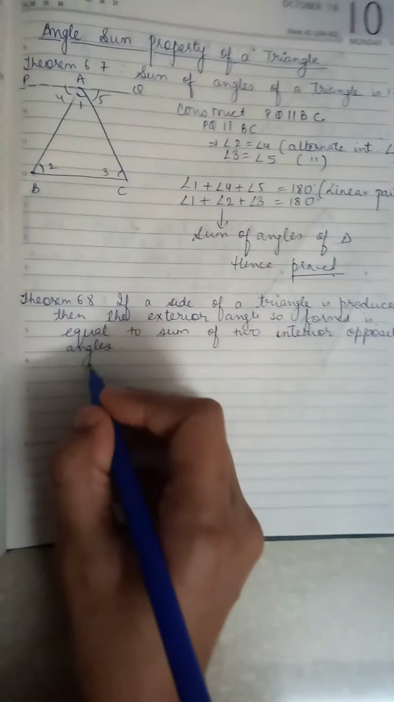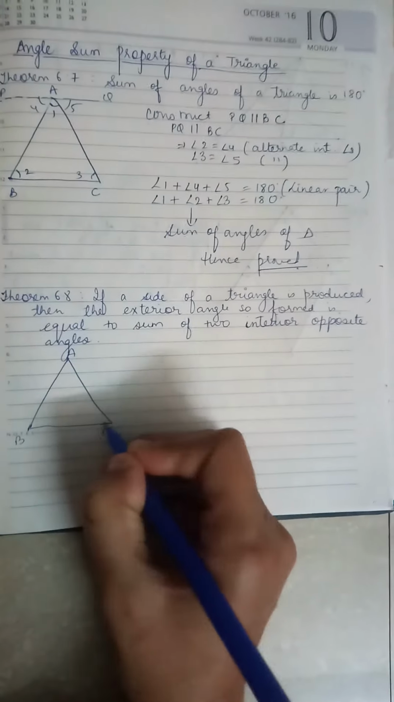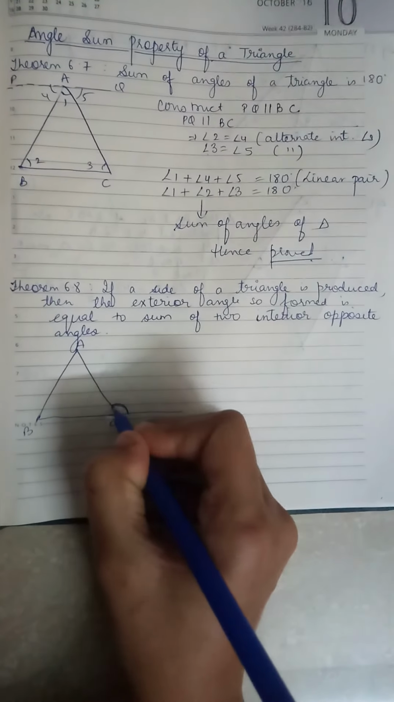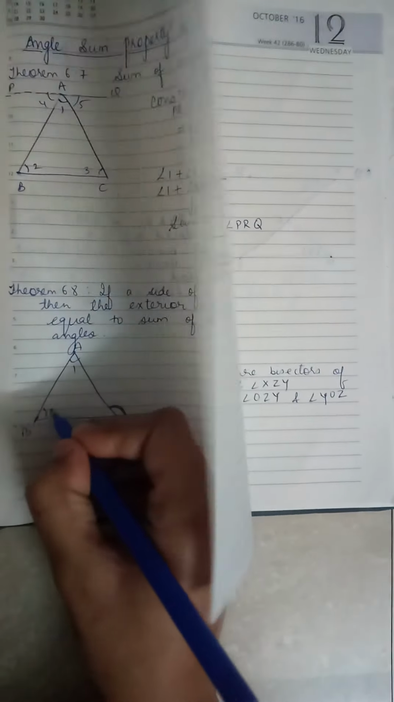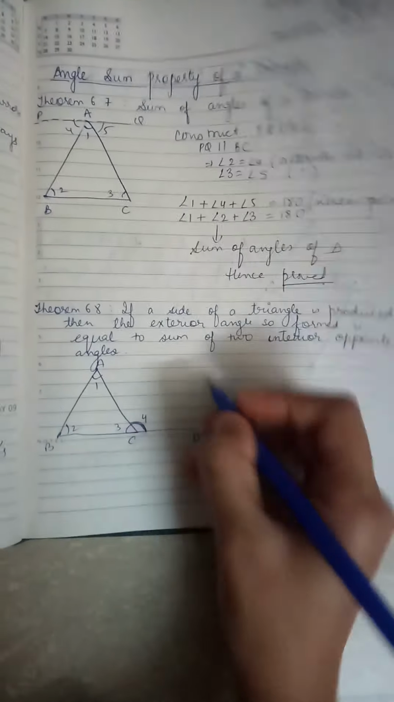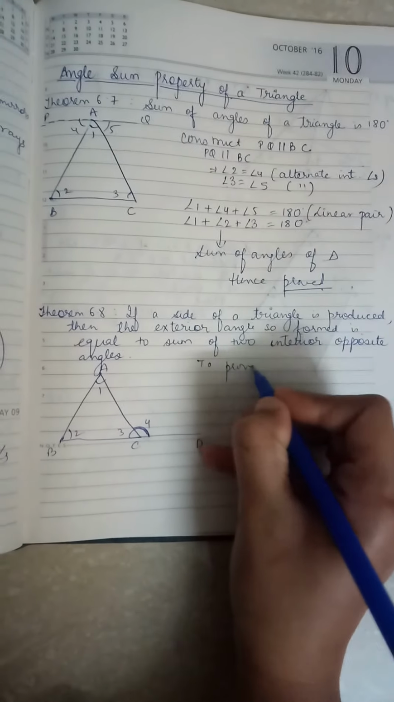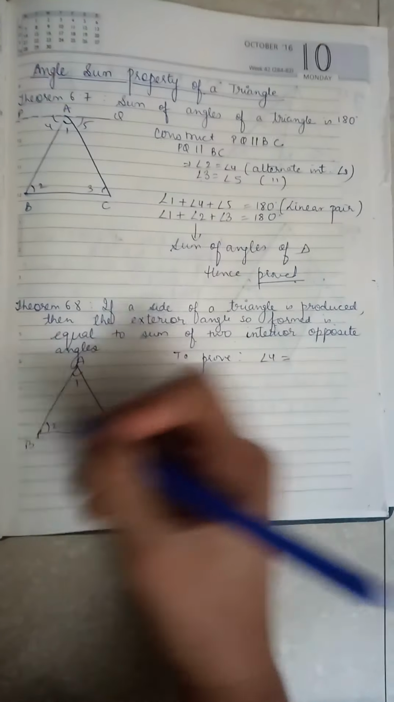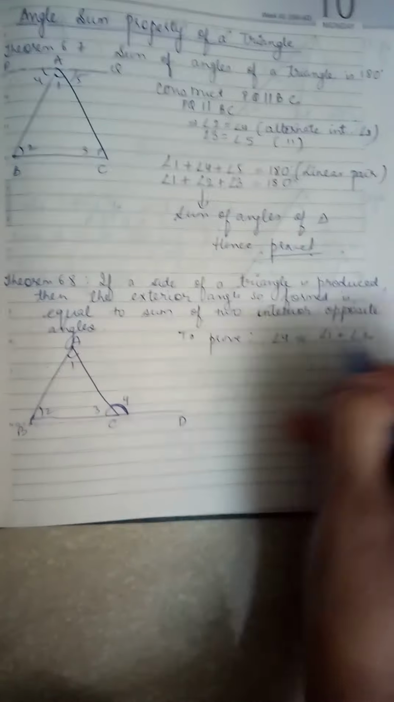Next, if the side of a triangle is produced, a triangle is there A, B, C, and we produced a side to D, the exterior angles so formed. That means this angle, label the angles. We have to prove angle 4 is equal to the sum of two interior opposite angles. That means 1 plus 2.